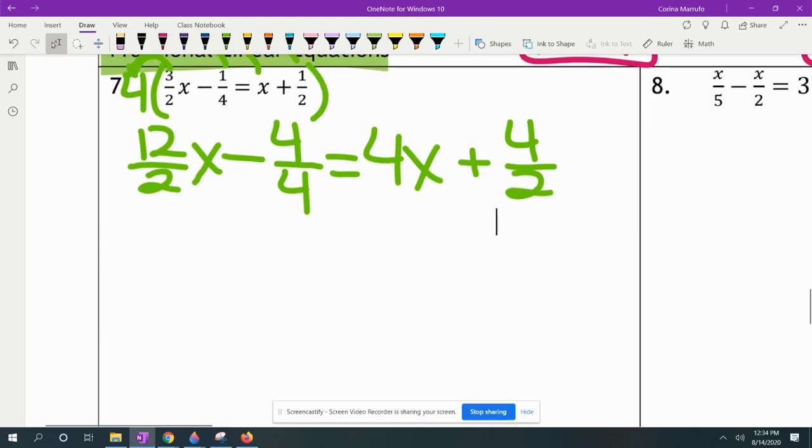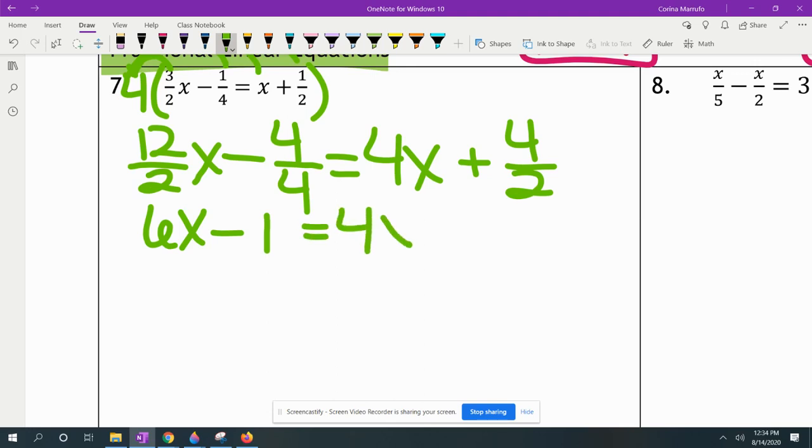So we know 12 divided by 2 gives us 6x minus 4 divided by 4 gives us 1 equals. This 4x doesn't need to simplify.